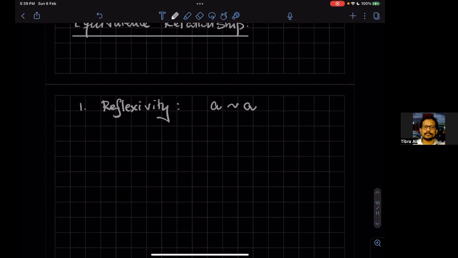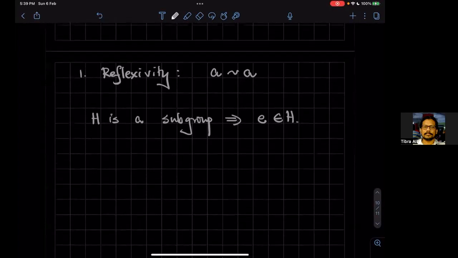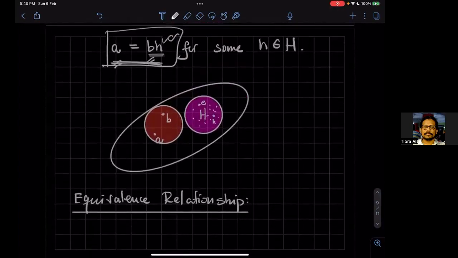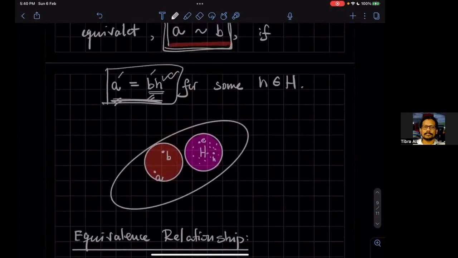So how do we prove this? Now, since H is a subgroup, that means that E is always an element of H, right? So that means we can write A is equal to A times E, which has the form of A equal to AH, right? This is what we were looking for. Here A and B are the same, but H is the special element E.